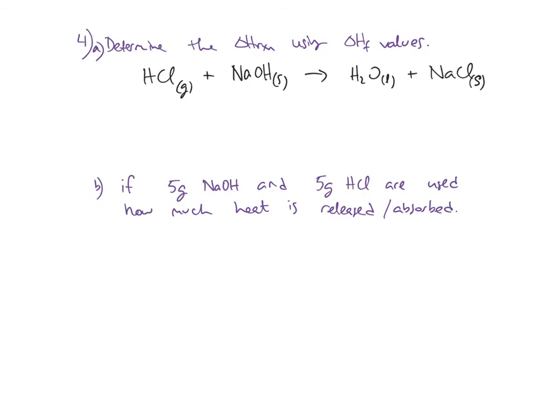Then for part B, it's a limiting reactant problem, right? So is the 5 grams of sodium hydroxide or the 5 grams of HCl your limiting reactant? Figure out which one's limiting. That'll tell you how much of that you're going to use or how many reactions you're going to go through. You can then use that enthalpy of reaction as a conversion factor at the end to get the total amount of energy released or absorbed.